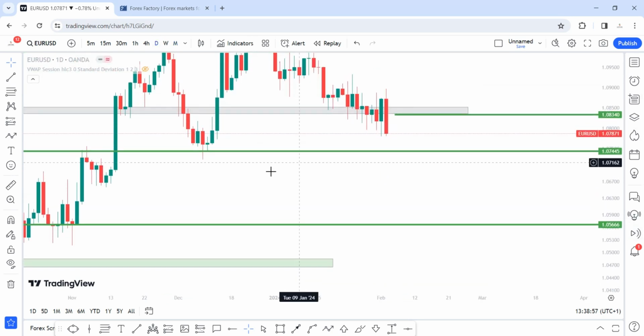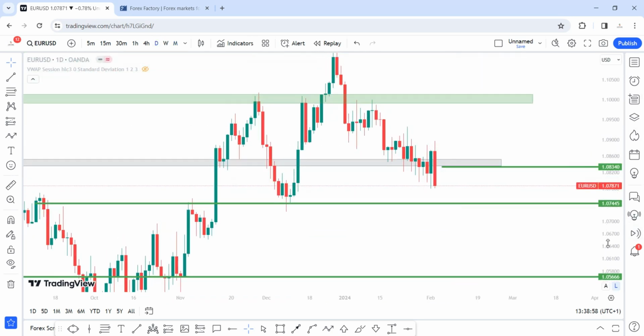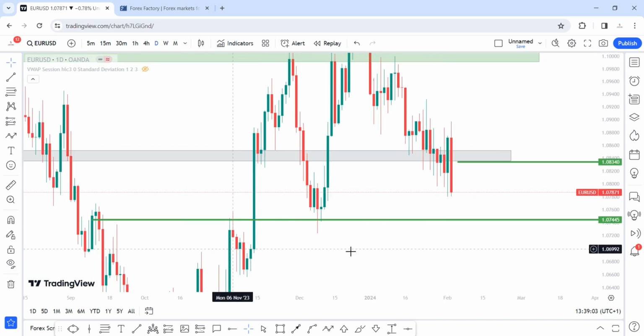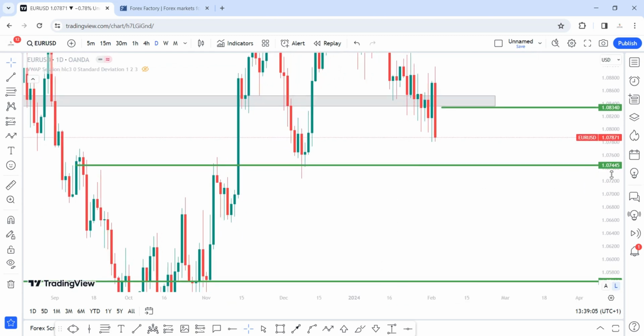On the daily time frame, thanks to NFP, just like we saw on the dollar index, massive bearish engulfing candle to the downside. So on this daily time frame, my initial target is 1.07445. If we take that out, that means we are coming to 1.05666, which is our monthly target.